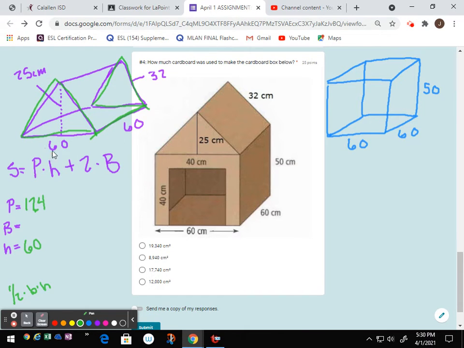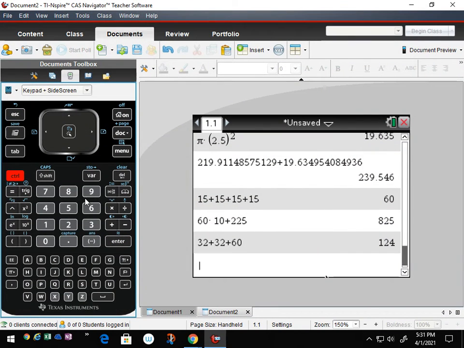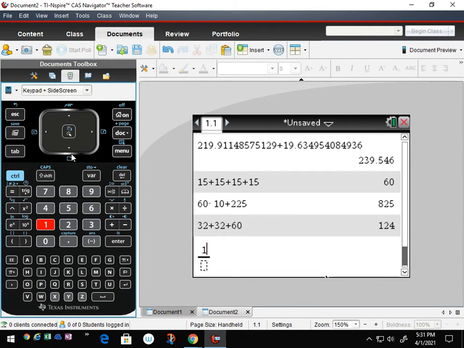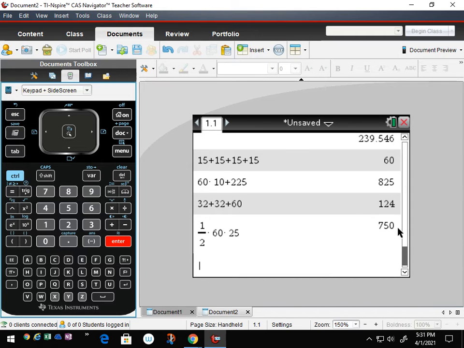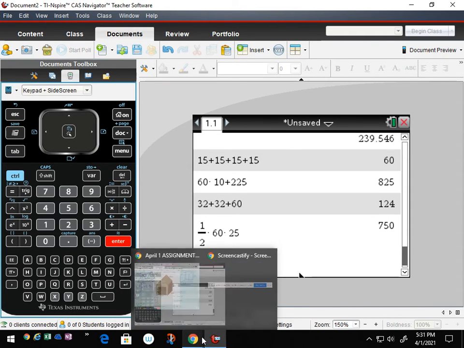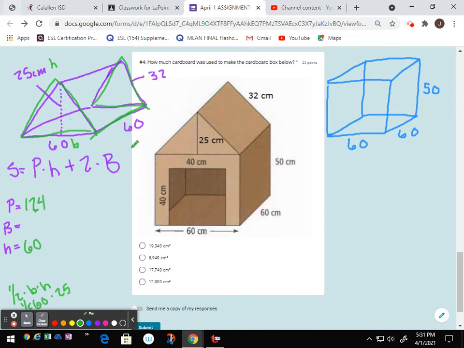We can see that our base of this triangle is 60, and the height of just this triangle is 25. All right, so we have 60 times 25, multiplying everything by 1/2. Let's go plug that into our calculator real quick. Control divide, 1/2 times 60 times 25. We get 750. So big B is 750.